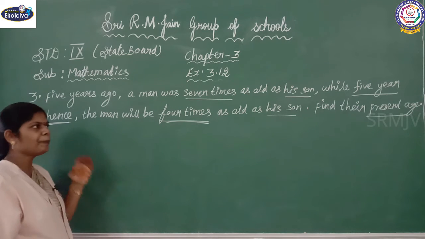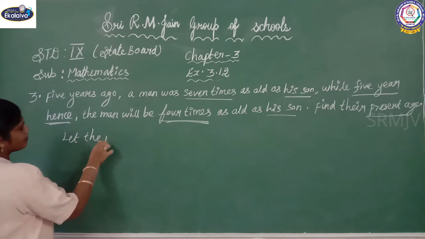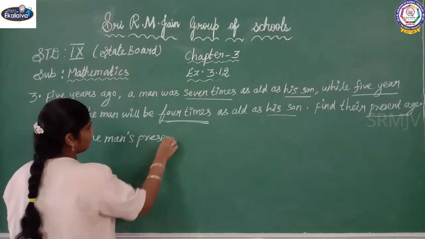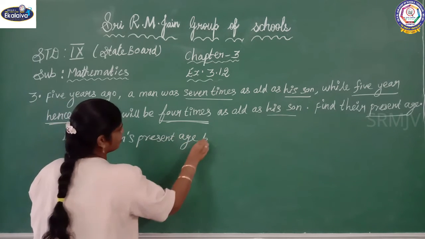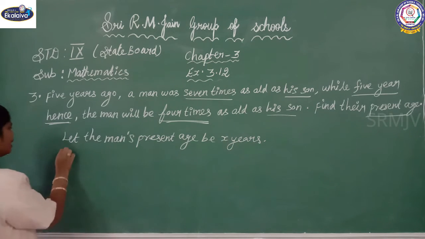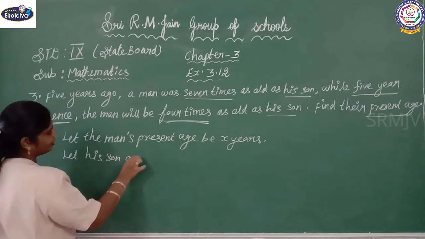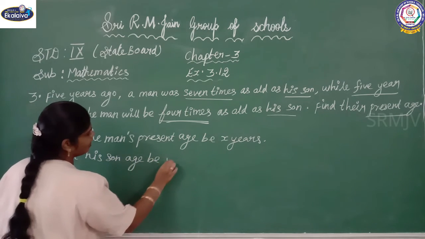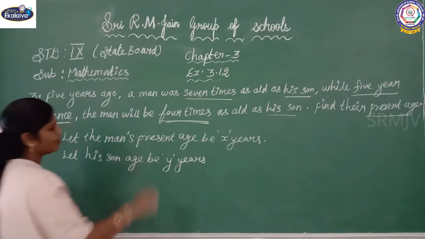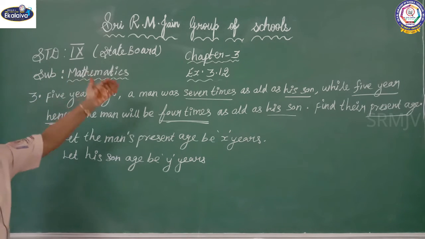Listen carefully, children. Let the man's present age be X years. Let his son's age be Y years. Okay. So, what is the first condition? 5 years ago, before 5 years.